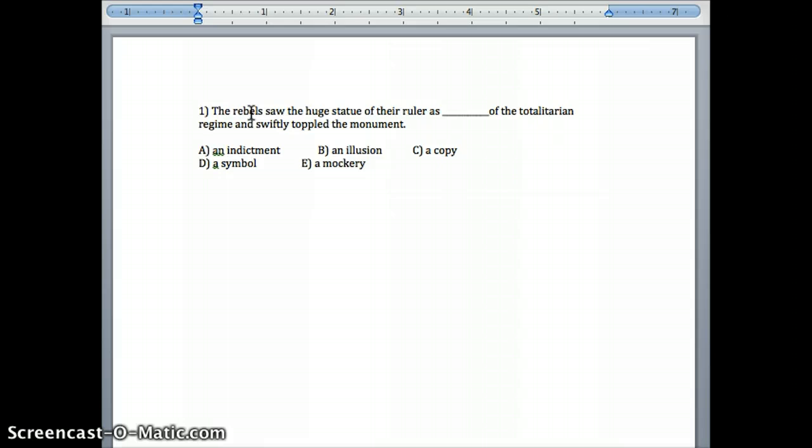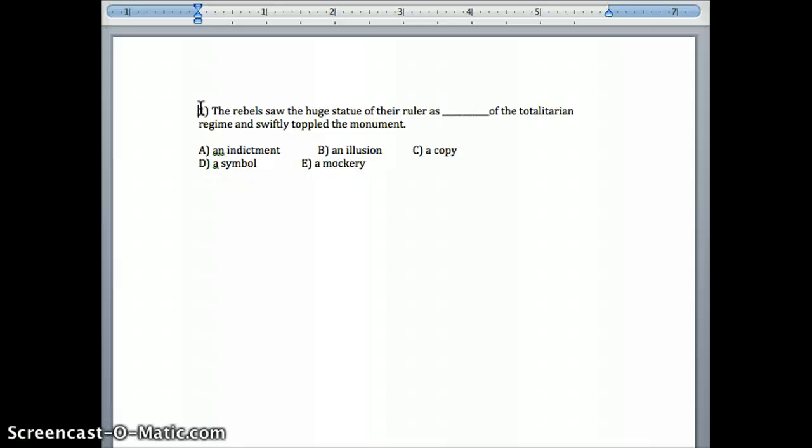Now, the rebels, the subject, what did they do? They toppled the monument. Monument of what? A statue of their ruler, not leader. This is not a nice word. And then there's the totalitarian regime. As you know from history and social studies classes and current affairs, a totalitarian regime is negative. This sentence is a very negative one. They wouldn't do anything that would be a positive.